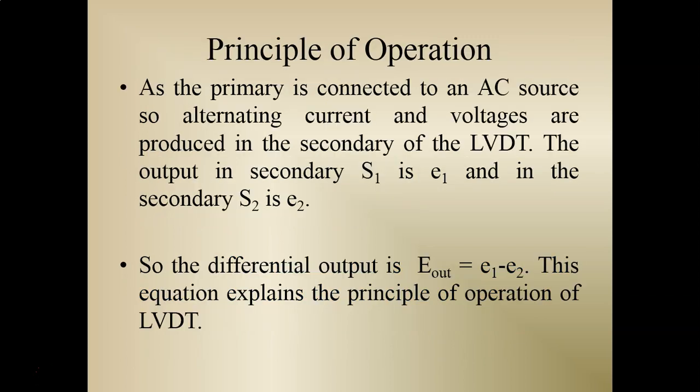Principle of operation. It is similar to the transformer principle. As we know, in a transformer, when input supply is given to the primary winding, the flux from the primary winding travels through the core to the secondary winding. If the circuit is closed in the secondary winding, current will flow in the secondary winding. So here also, based on the position of the core, the output voltage will be produced in the secondary winding.